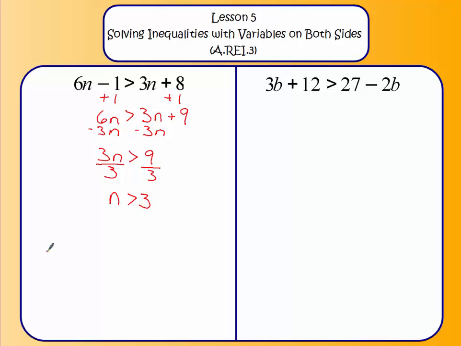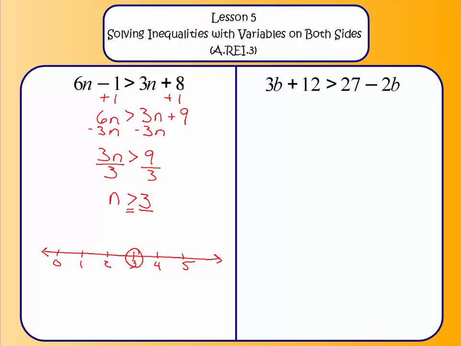If I put this on a number line, remember the 3 essential questions you need to be asking yourself: where does my dot go? What type of dot do I have? And which way do I need to shade? So my dot goes at 3 because there's the 3. I look at the inequality symbol, that tells me it's an open dot. So I'm going to put an open dot at 3.